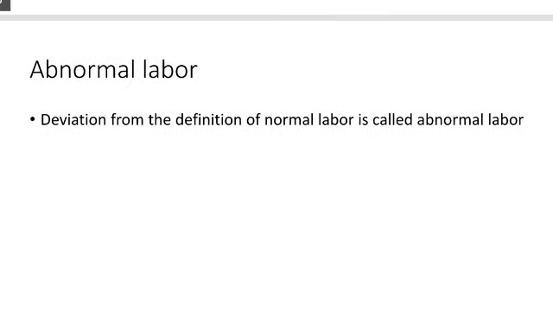Now, from the understanding of normal labor, we can easily identify if labor is abnormal. Any deviation from the definition of the normal labor is called abnormal labor.